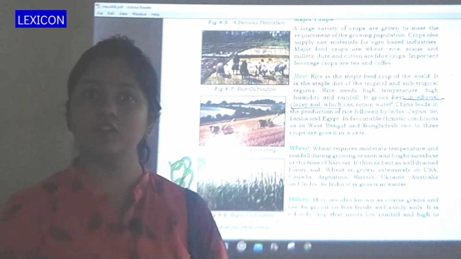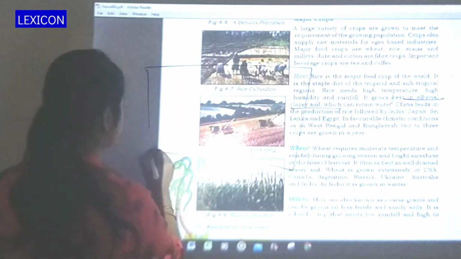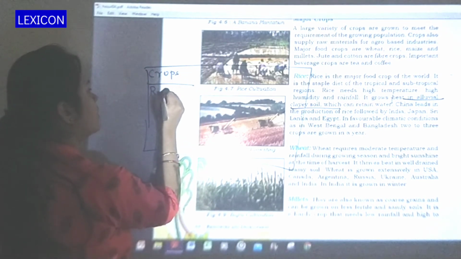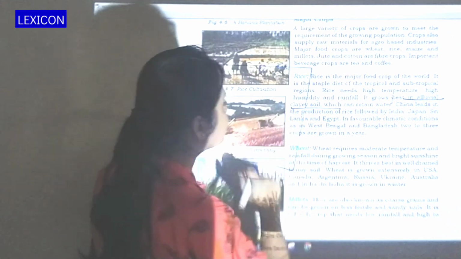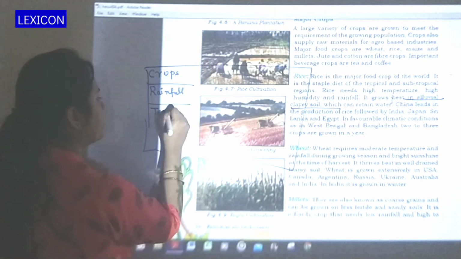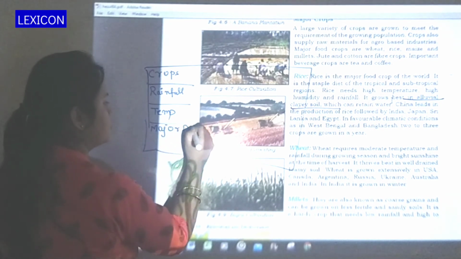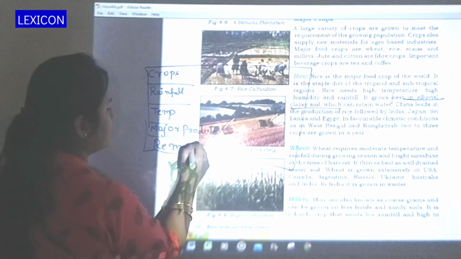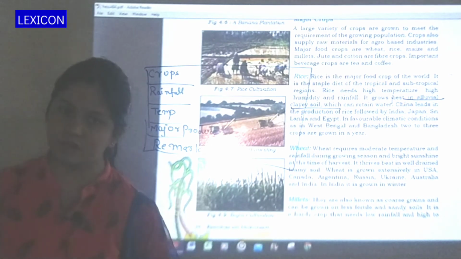In the second column you just write, wait, I am drawing the table, just make it in your copy: first crops, then the rainfall. Like if we talk about rice, it needs high rainfall. Clear? The third is the temperature requirement. The fourth is the major producer of that crop. Okay, and the fifth column would be remarks. Like if you can add some features, some points, there you can write in the remarks column.